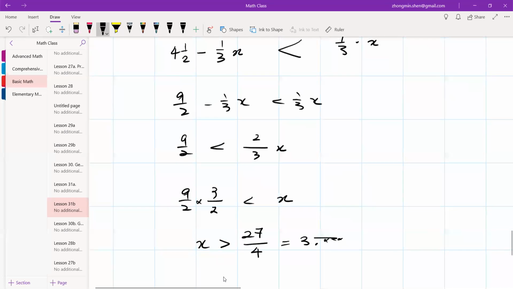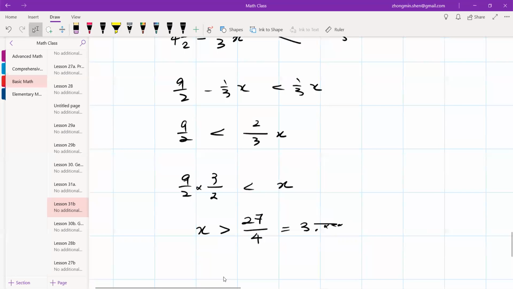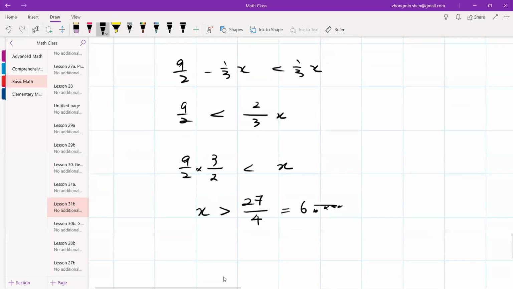So n is the integer and must be greater than, no, sorry, not 7, 6 point something. Okay, and you don't need to know the details. 4 times 7 is 28, so just 6 point something. So x is the integer, so the smallest value for x should be 7. Okay, right? We know x is an integer.